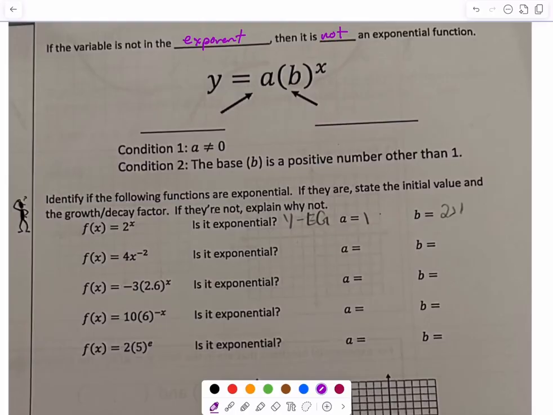This looks like the leading coefficient. Siri, spell coefficient. Coefficient. Got it right. C-O-E-F. Thank you. I want to say this is the base.